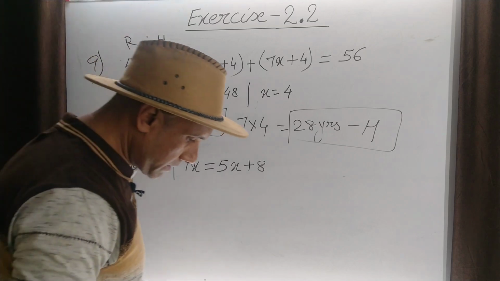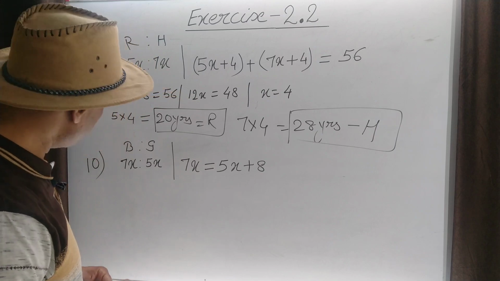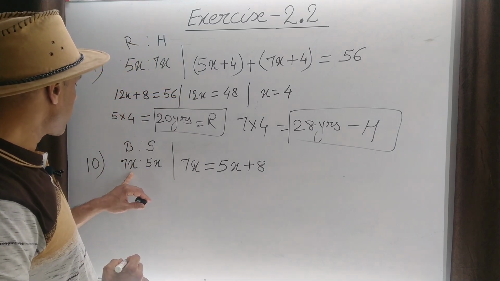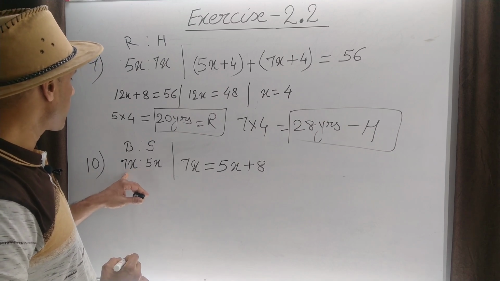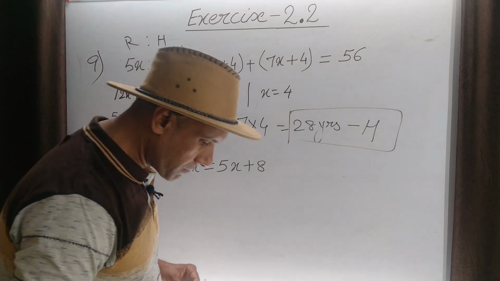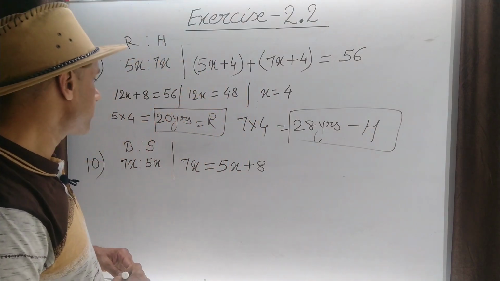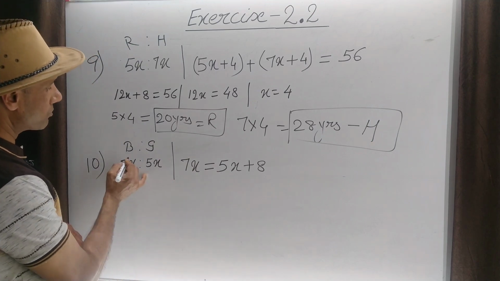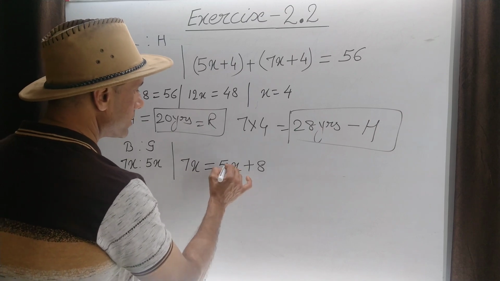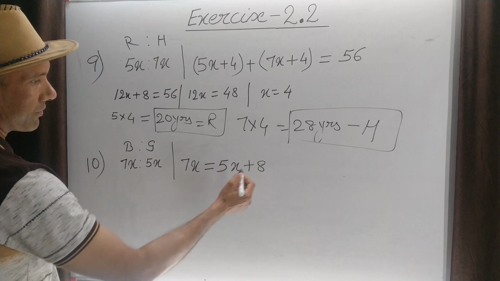Moving on to question number 10. The number of boys and girls in a class is in ratio 7:5. So if we take the common factor as x, we get 7x and 5x. The number of boys is 8 more than the number of girls. So of course the boys' number is more, so the number of boys is equal to the number of girls plus 8. So we have got the simple equation.